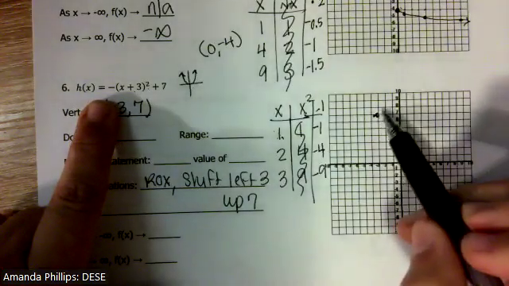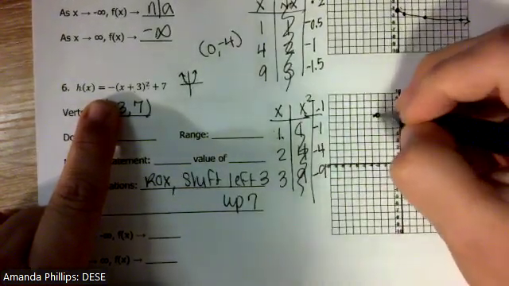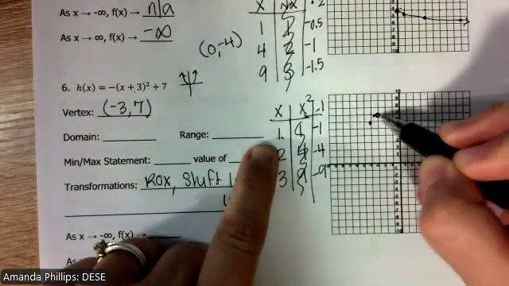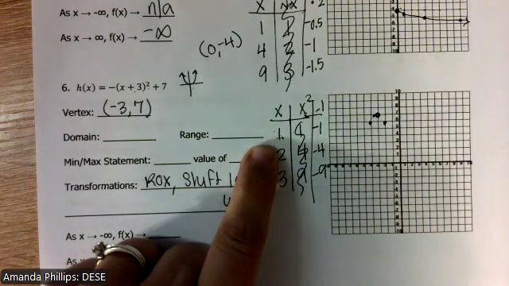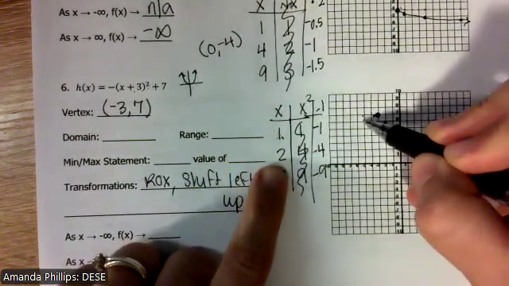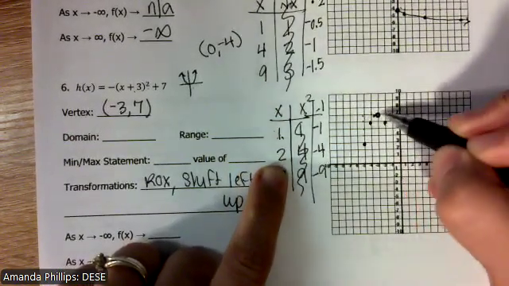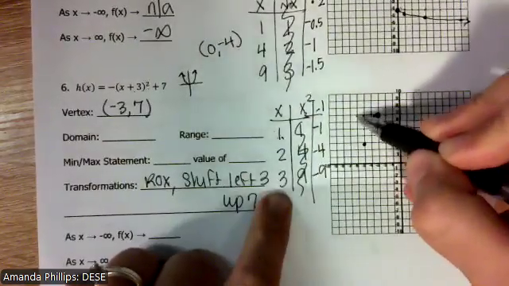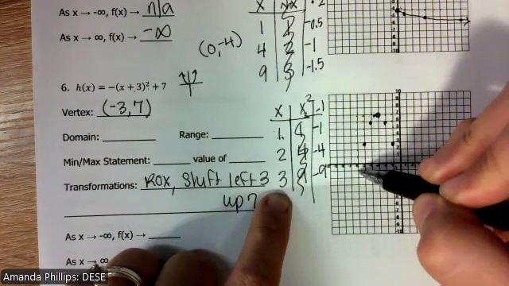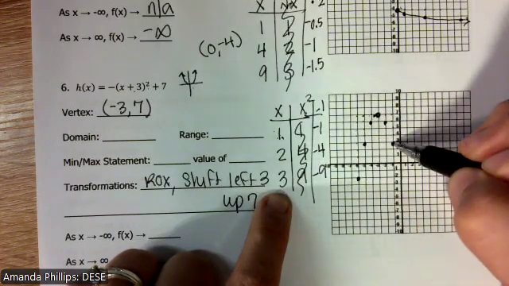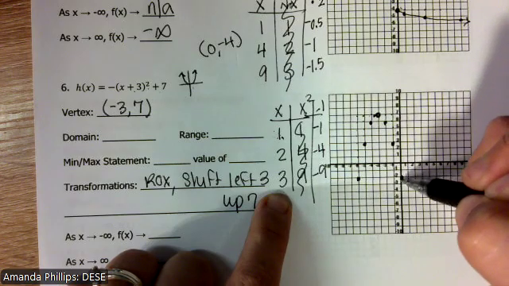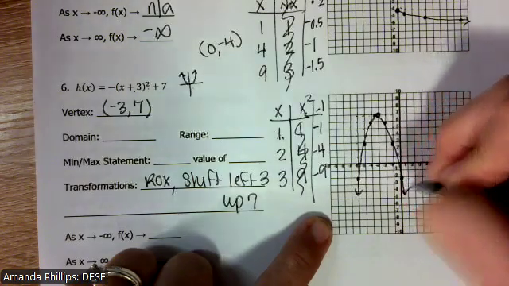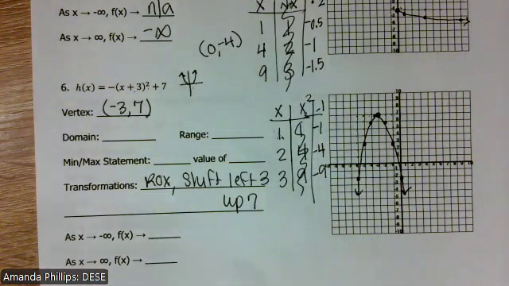Okay. So let's go ahead and plot. So from here, I could go left 1 and down 1, but then that also means I could go right 1 and down 1. Left 2, down 4, but it could also happen on this side because we're symmetrical. 1, 2, 3, 1, 2, 3, 4, 5, 6, 7, 8, 9, and there we go. Okay, go ahead and connect your points. There we go. All right.